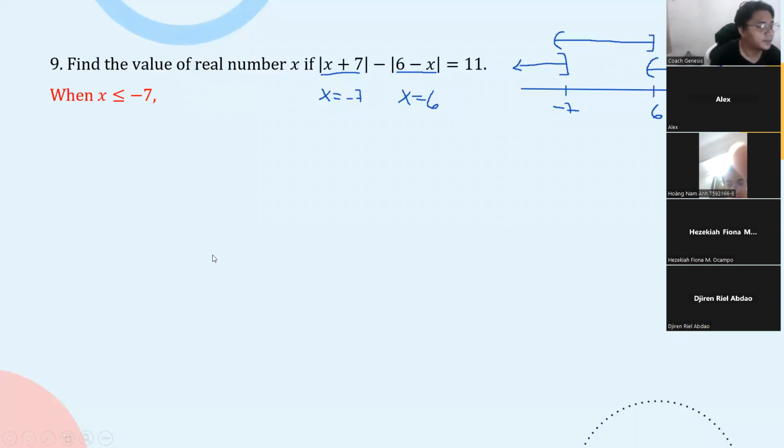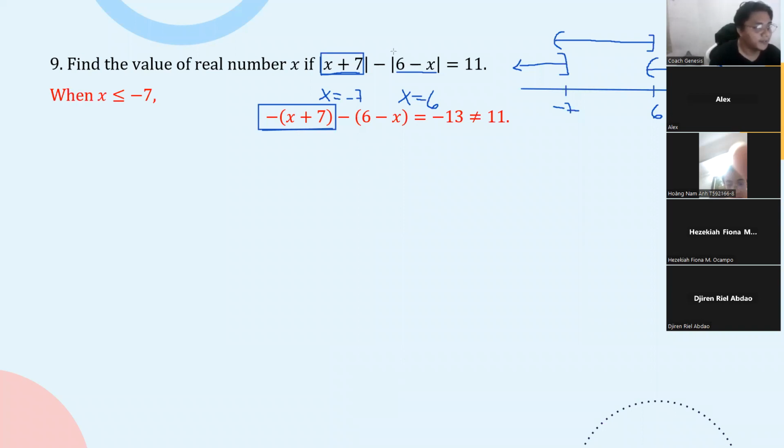So this is the first one. We have here negative of (x + 7) minus (6 - x). Okay, so why do you have negative of (x + 7)? That is because when x is less than or equal to -7, the value here becomes less than or equal to 0. So when we say less than or equal to 0, negative. So how do we get the positive value from a negative value? We multiply by -1. So in this case, we multiply by -1 here. So that is why we have negative of (x + 7).